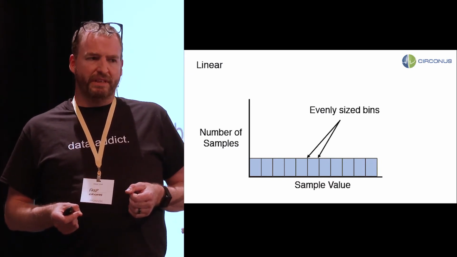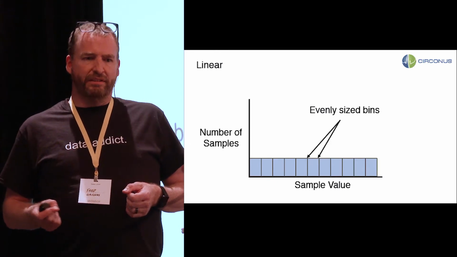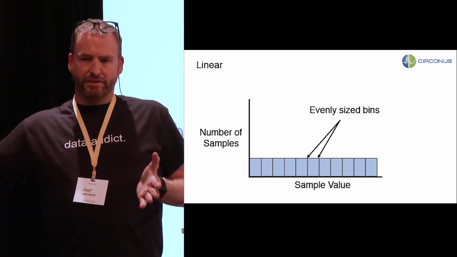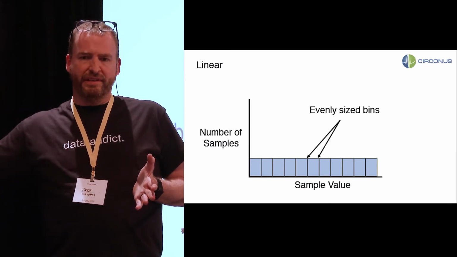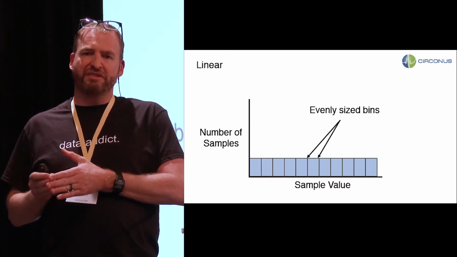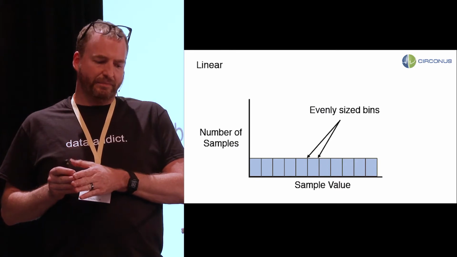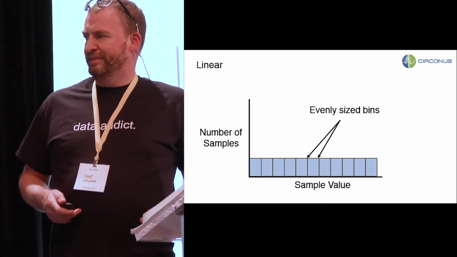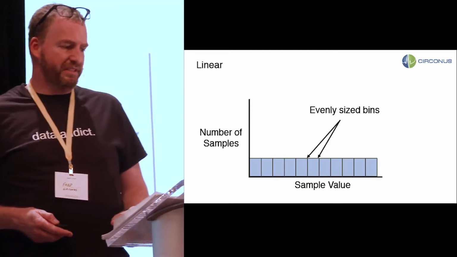You do get some low accuracy at your lower values, but there's also a trade-off there. As you go to higher values, you get higher accuracy because the bins become a fraction of your data set size. But generally, this histogram type doesn't have a lot of pluses.